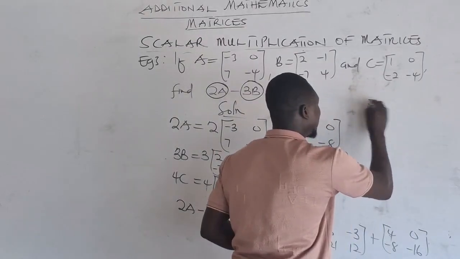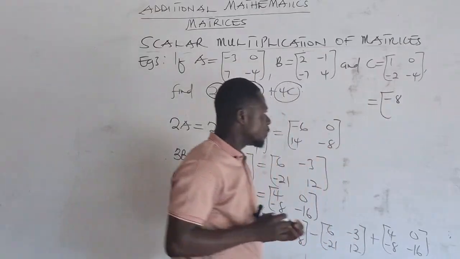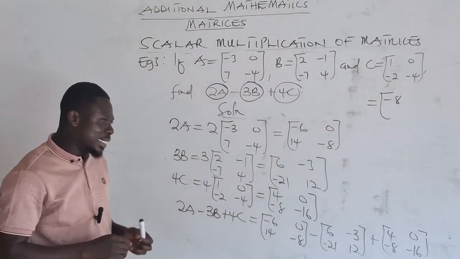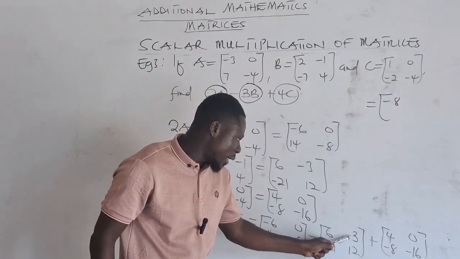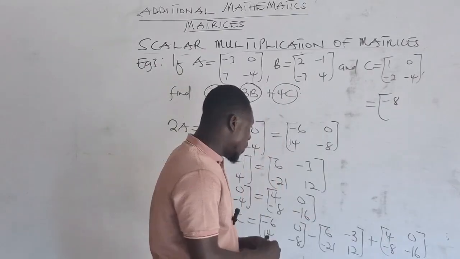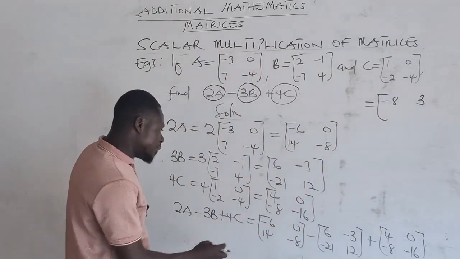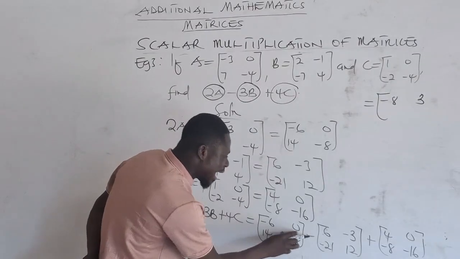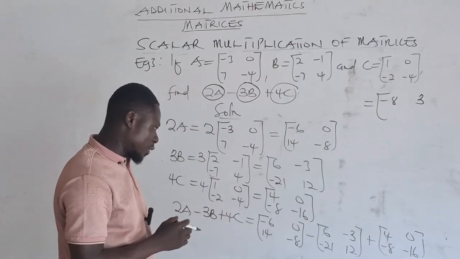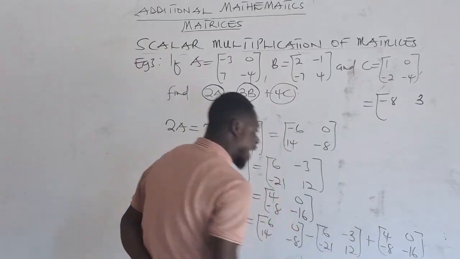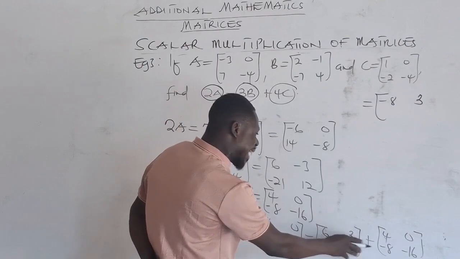Let's write it here. We will have negative 8. And then when we look at the second part, 0 minus negative 3 will be 3. Plus 0 will be the same, 3. So we have 3 for it. Then when we come here, 14 minus negative 21 will give us 35, plus negative 8.